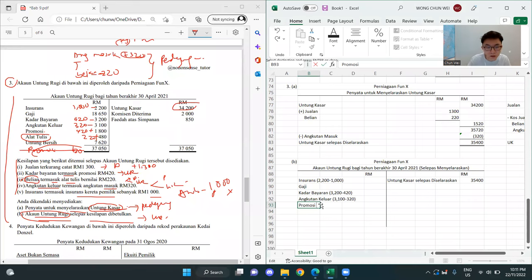So here, promosi, 1,800 plus 420. Lot to list. Got changes also. We are using 480 plus 220. Okay, then here the commission, and then the faedah atas simpanan, 2,850. So the figure here will be 3,100. It's minus mah. So 1,100. It's 1,200.